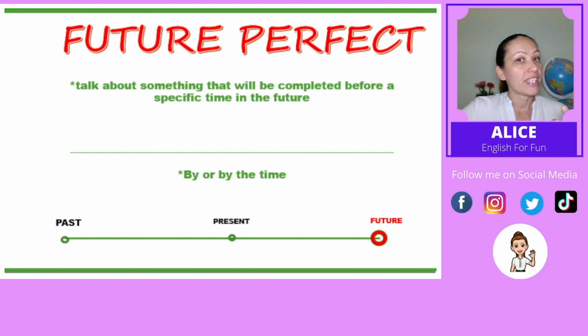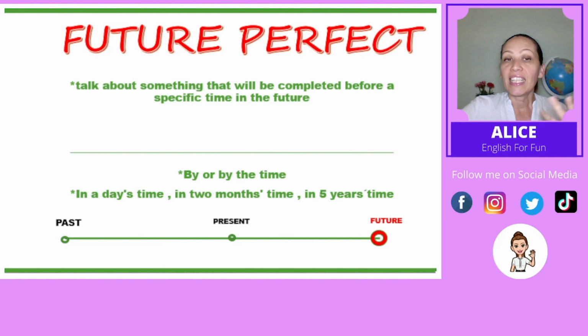And today we are going to talk about the third type of future tenses, future perfect tense. So today I'm going to show you how to form future perfect tense and when we should use it. Let's start. We use future perfect tense when we are talking about something that will be completed before a specific time in the future. There are some words and phrases that help us to know that we should use this tense, and they are by the time, in a day's time, in 2 months' time, in a year's time.